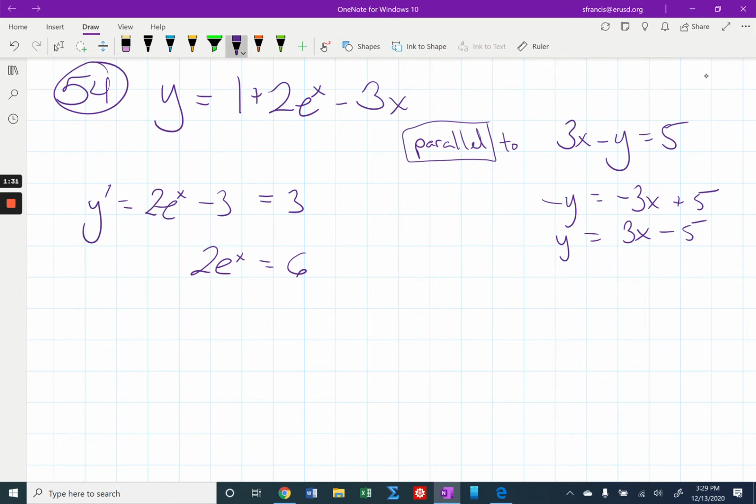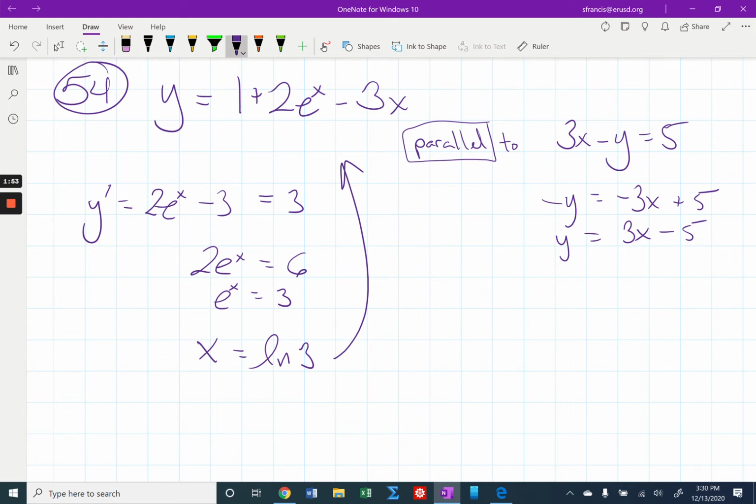I'm just double checking over my shoulder there. e^x is going to be equal to 3, and then you should take the natural log of both sides to get x equals natural log of 3. And then you just have to find the y coordinate that goes with that. So you're going to want to plug that back in up there to get the y coordinate, and then go illustrate it by looking at the graph.